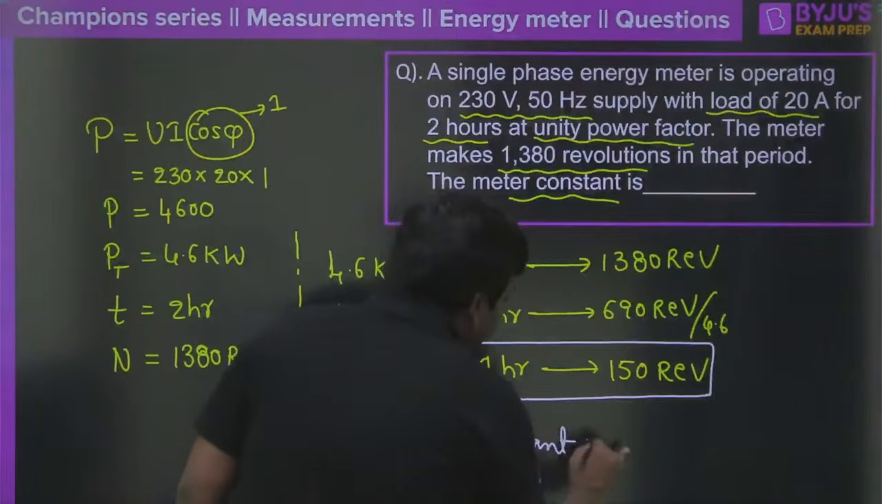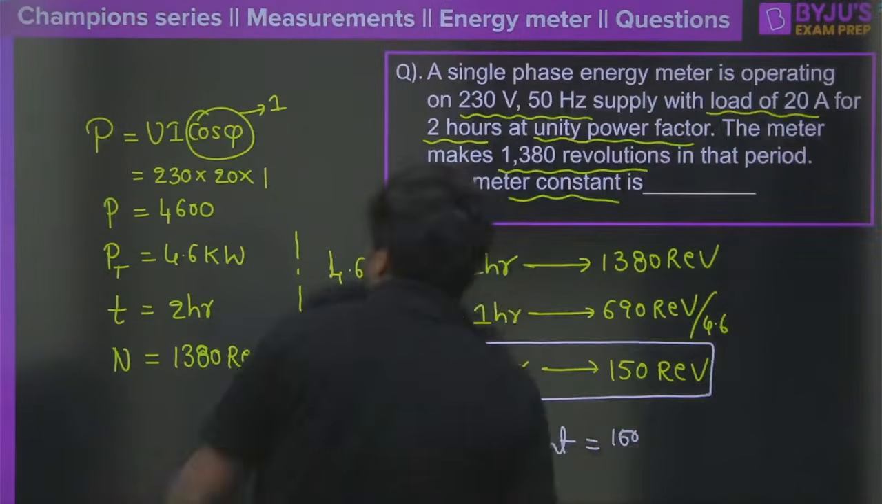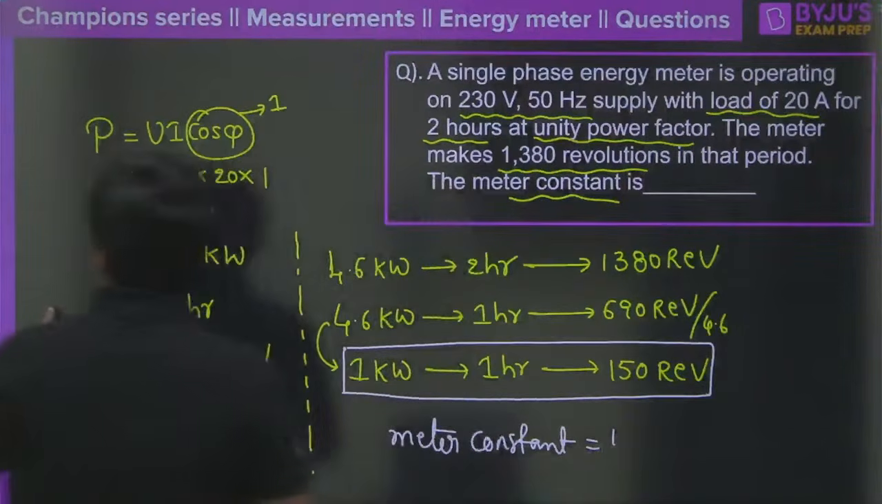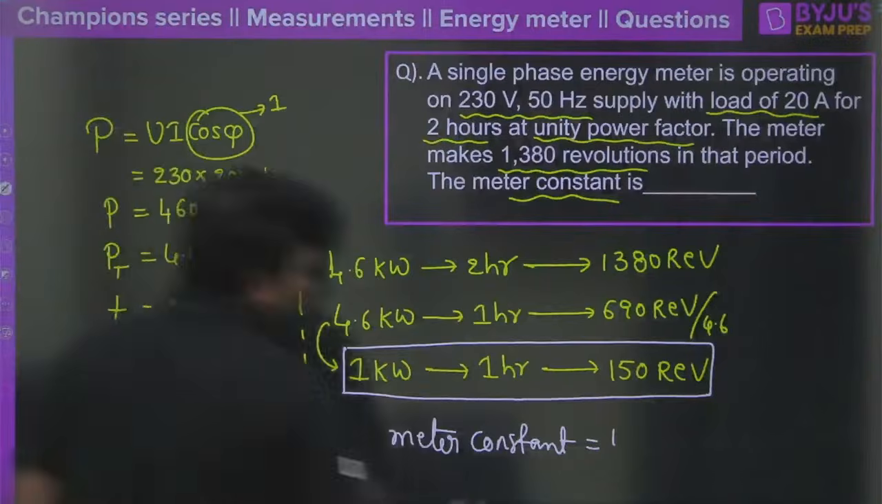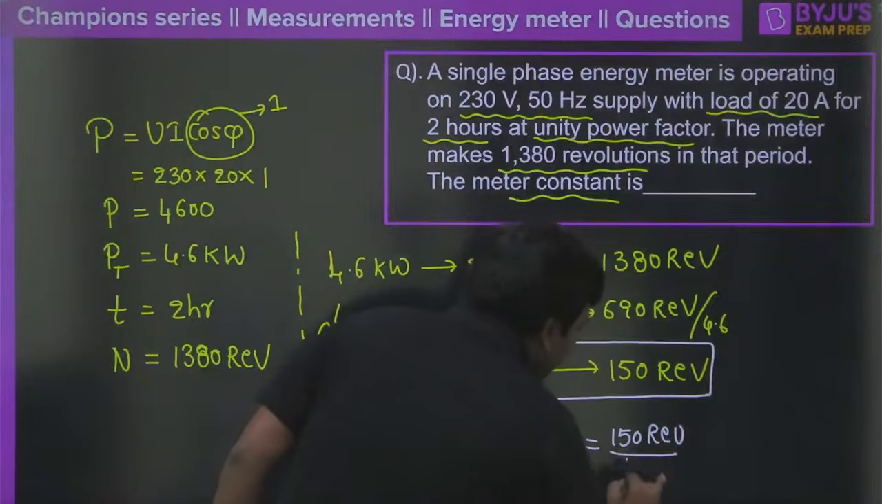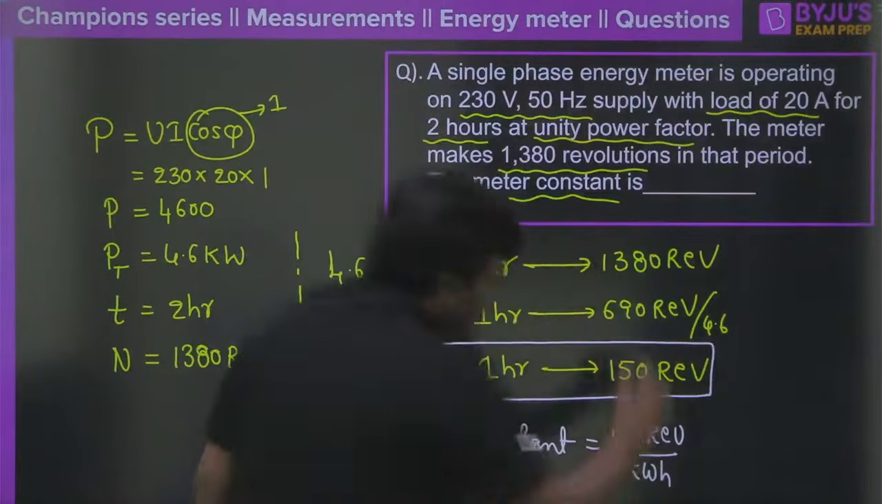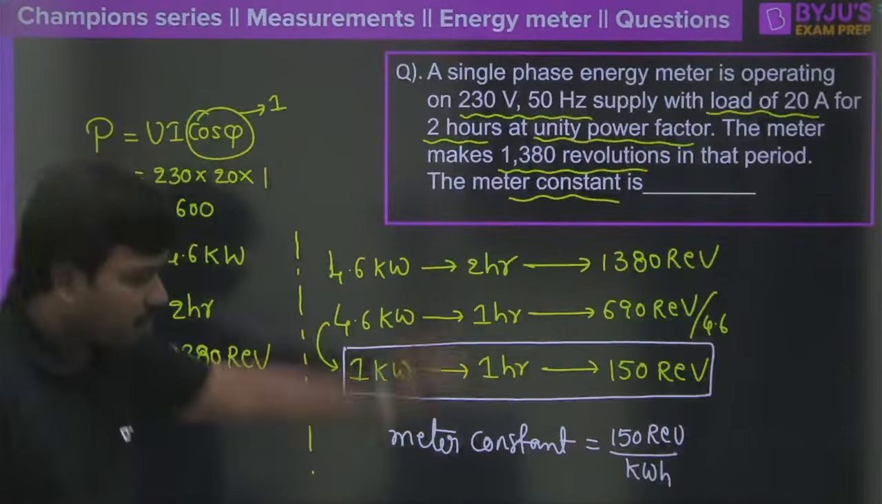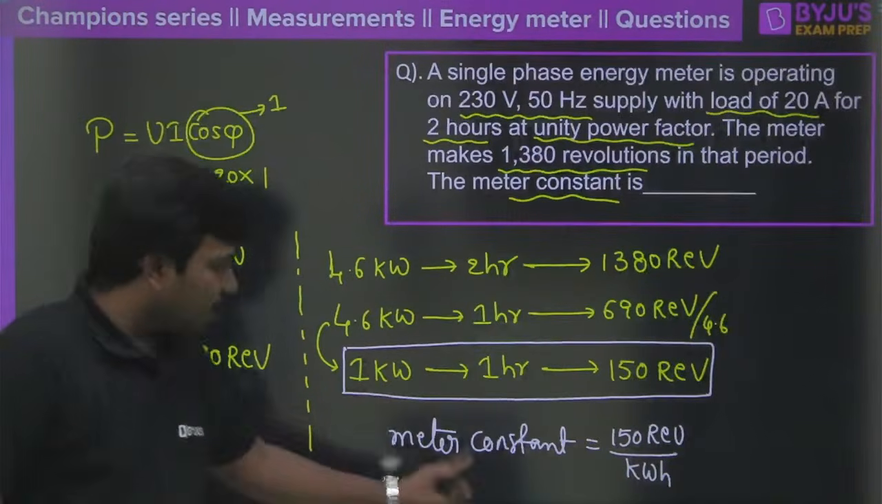equal to 150 revolutions per kilowatt hour. Clear? That's why it is called a watt hour meter. See, now we have not used any formula. Directly we understood this one.